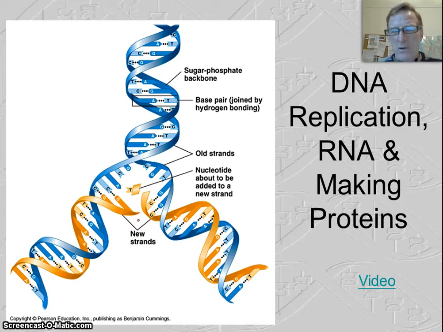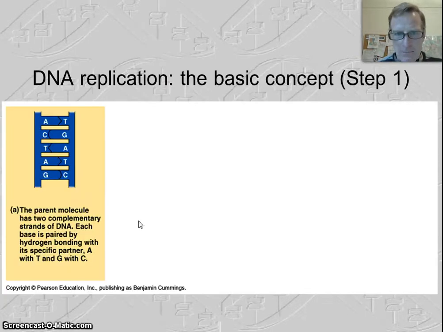DNA replication is going to occur anytime a cell is about to divide. Remember, when we talked about the cell cycle, the first thing that has to happen is a cell has to copy its DNA, right? So we have two sister chromatids. So this is the process of that DNA copying itself. So let's look at this in a little bit more detail.